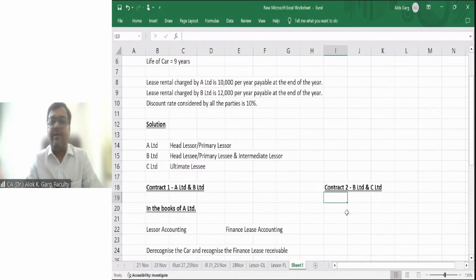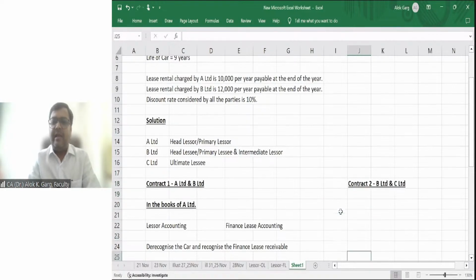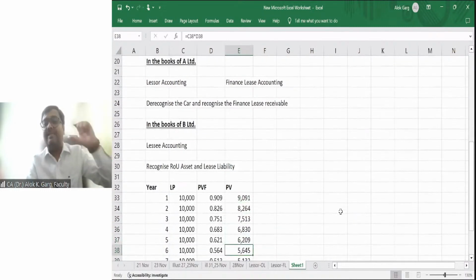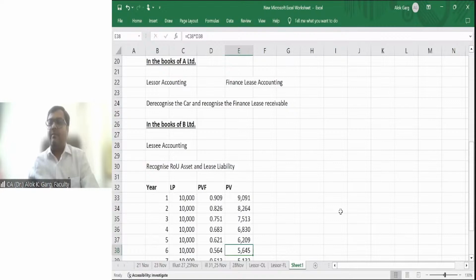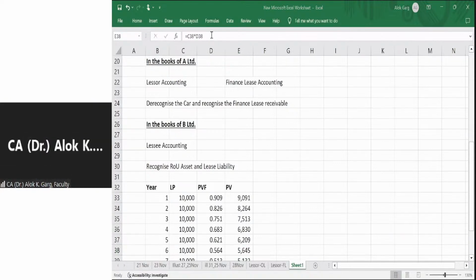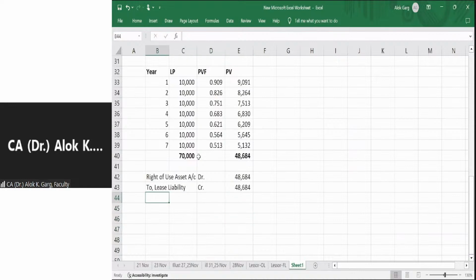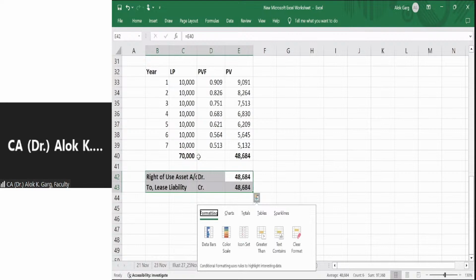My contract number 2 is between B Limited and C Limited, right? In the books of A Limited, this is the head lessor. Just forget about A Limited, A Limited has done the accounting it is required to do. The main accounting lies in the books of B Limited. In the books of B Limited, an asset and a liability have been accounted for. Asset is 48,000, liability is 48,000, right?